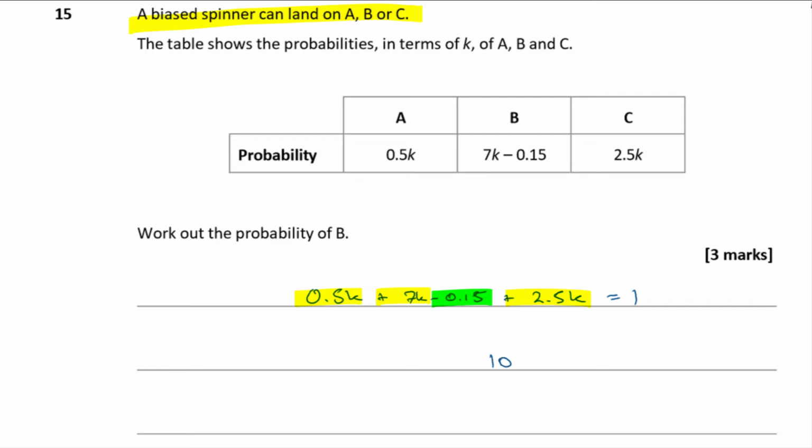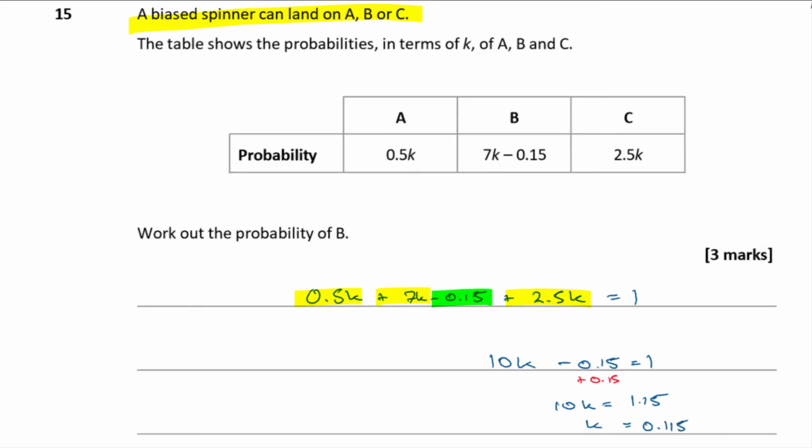So I've got 10k minus 0.15, that's equal to 1. So adding 0.15 to both sides, I'm going to get 10k is equal to 1.15, and so then k is 0.115.